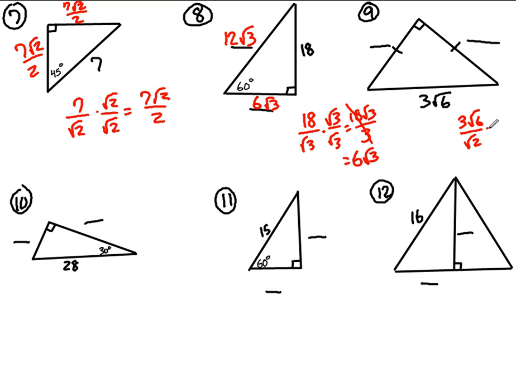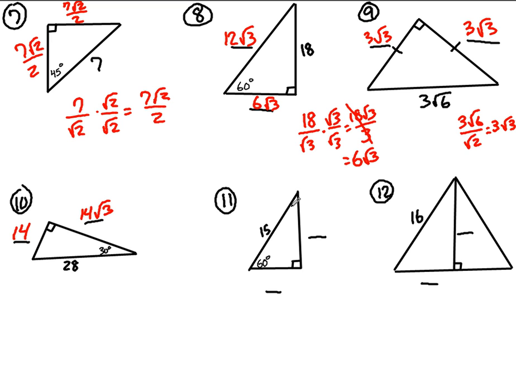So I can divide the parts on the radical, and I'm left with 3 square roots of 3. 3 root 3 is my answer for both legs. In number 10, I'm given the hypotenuse. To get from hypotenuse to short leg, I just divide by 2 and get 14. And then from short leg to long leg, I take that 14, the short leg, and multiply it by the square root of 3.